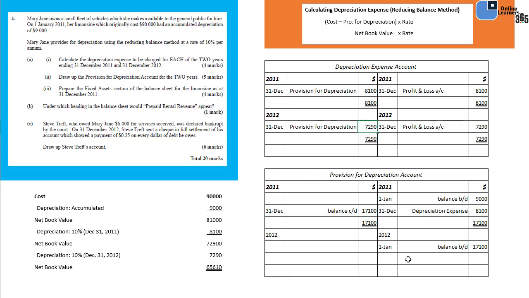So let's complete the double entry. 31st December, depreciation expense 7,290. That gives us a total of 24,390, which would mean that the closing balance or the balance carried down would also reflect that total, seeing that it is needed to balance off both sides of the account.